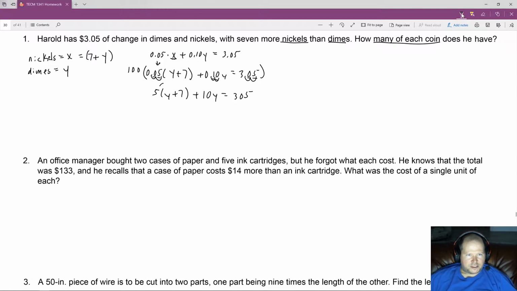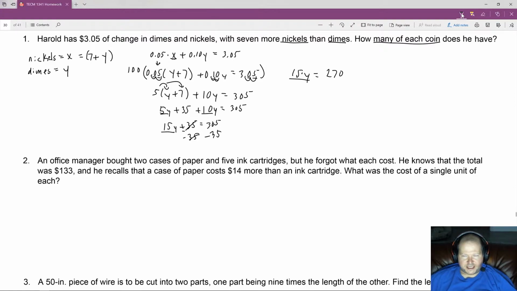Now, we're going to distribute the 5. 5 times Y is 5Y, 5 times 7 is 35, plus 10Y equals 305. So 5Y plus 10Y is equal to 15Y. So we want to get the 15Y by itself, so I have to undo the addition of 35 by subtracting 35. Whatever I do to one side, I do to the other. Those cancel out, leaving me 15Y is equal to 305 minus 35, which should give me 270.